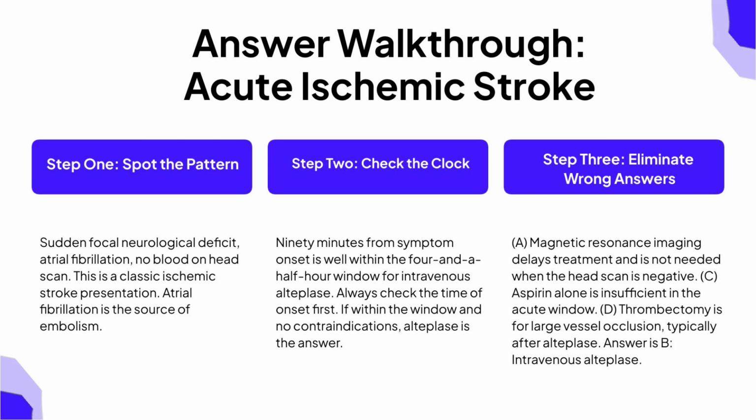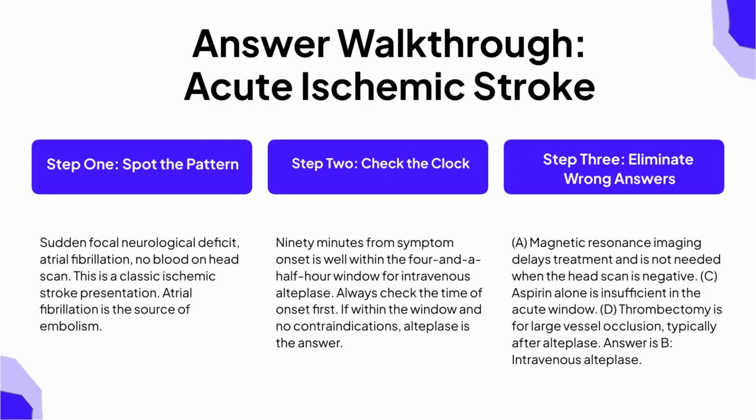Step 3, eliminate the wrong answers. Magnetic resonance imaging would delay treatment and is not necessary when the head scan has already ruled out hemorrhage. Aspirin alone is not enough in the acute window when Alteplase is available. Thrombectomy is for large vessel occlusions and typically comes after Alteplase, not instead of it.